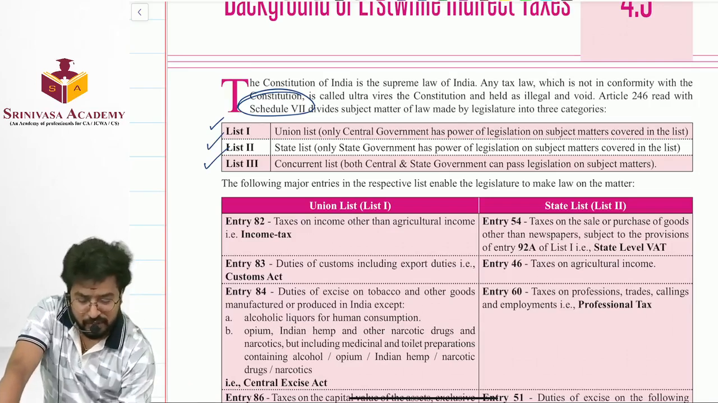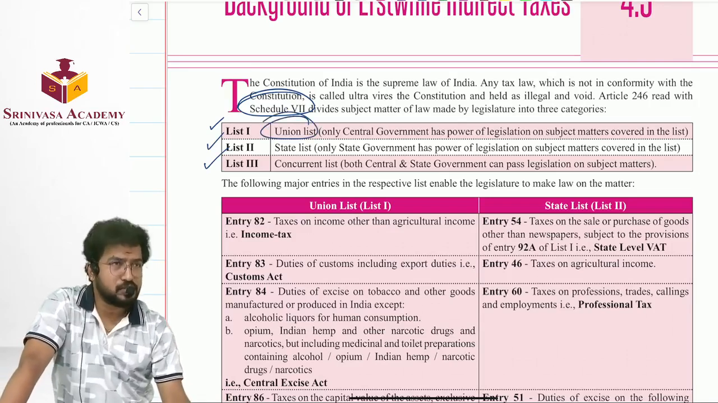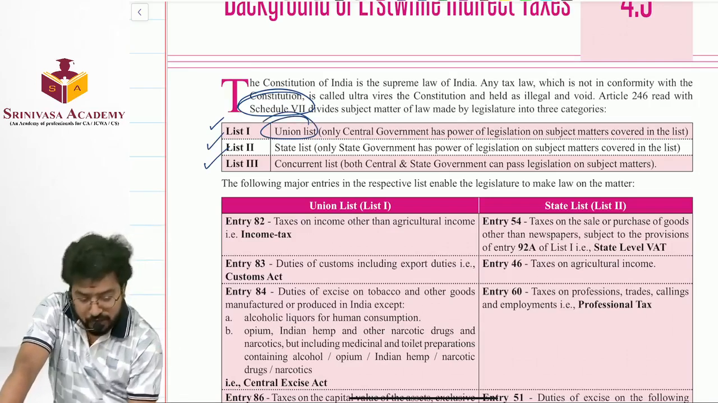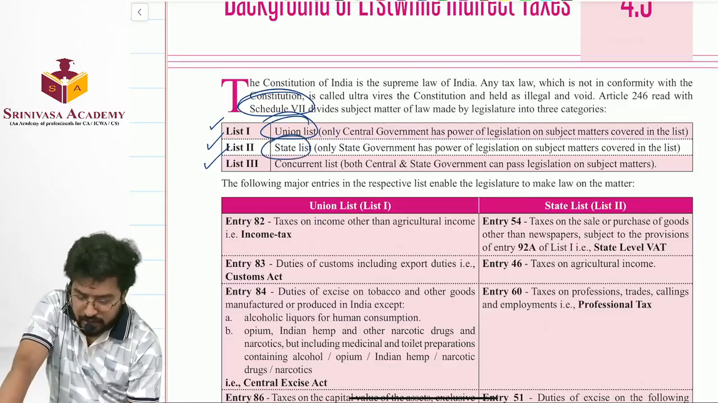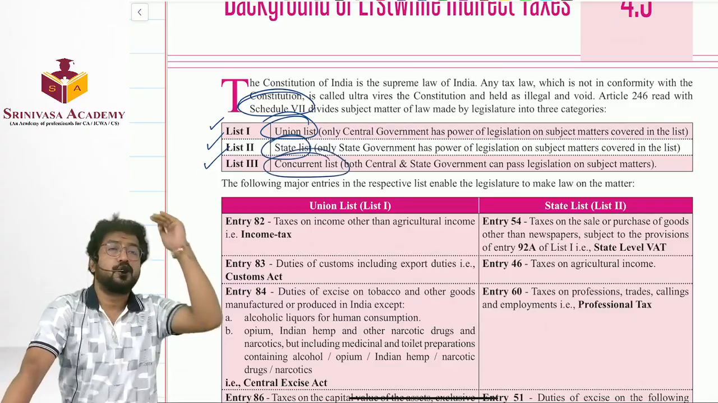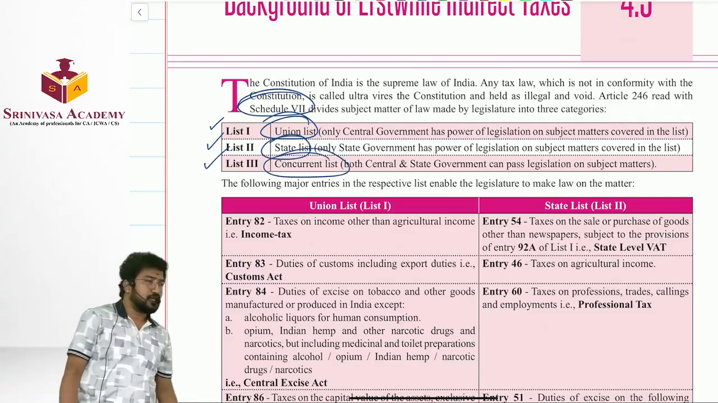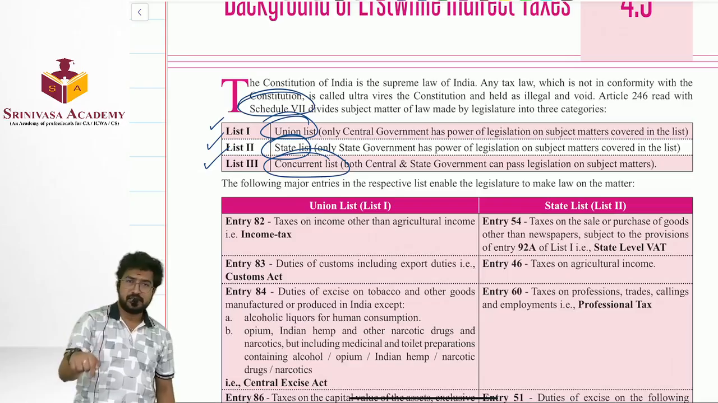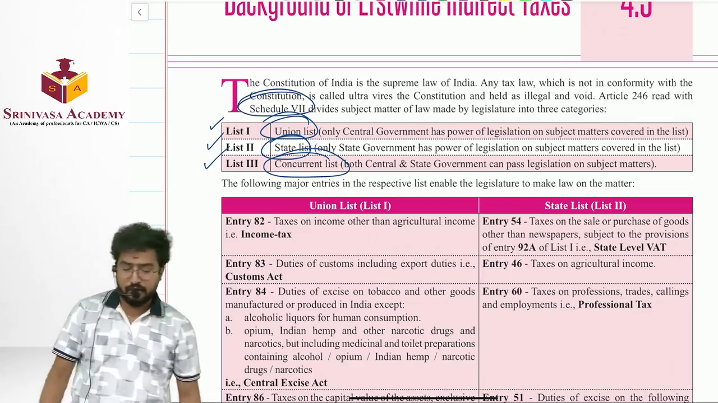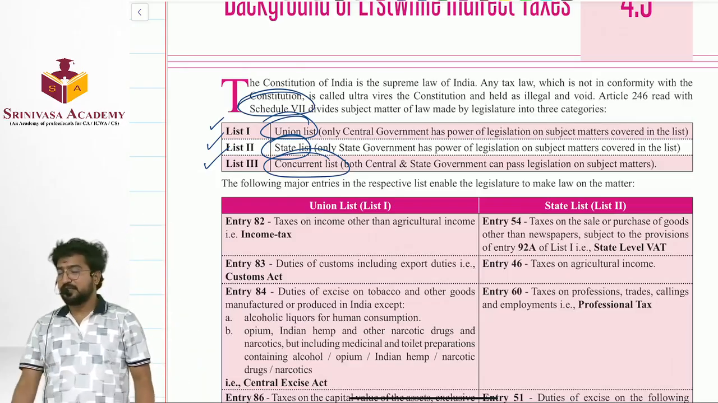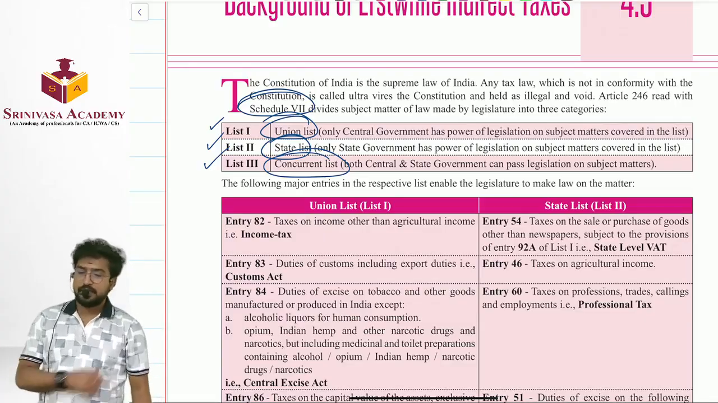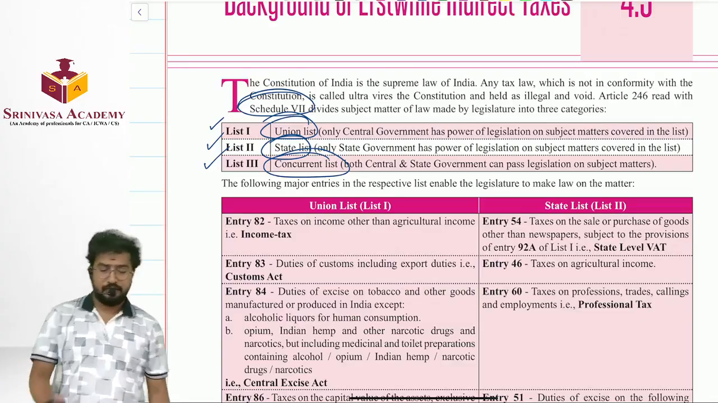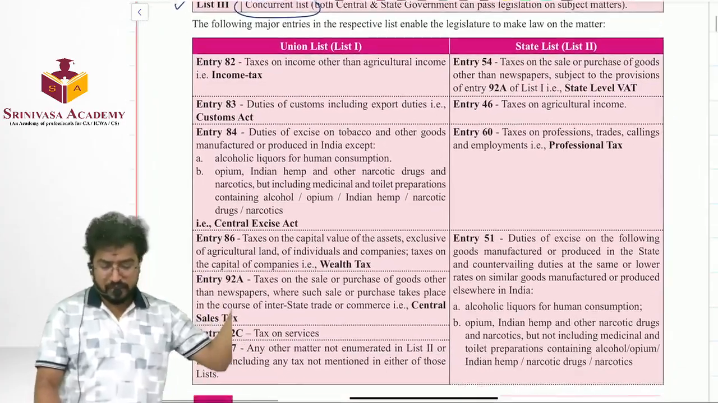List 1 gives power to the union government, also known as the union list. List 2 is also known as the state list. List 3 is also known as the concurrent list. Whatever the items mentioned in the union list, who will have the power to make law? Central government. Whatever the items given in the state list, who has the power to make law? State government. Whatever items given in the concurrent list, who has the power? Both central government and state governments. Correct? Right. Fine.